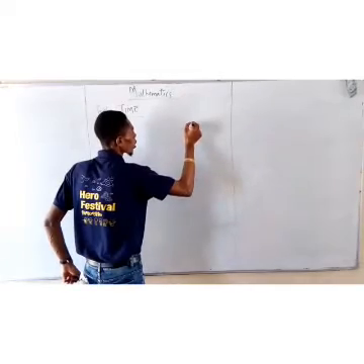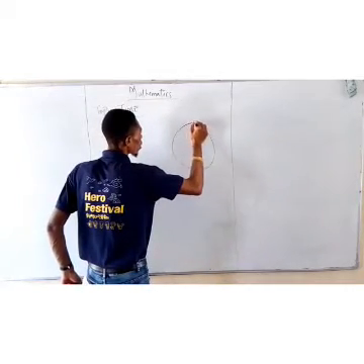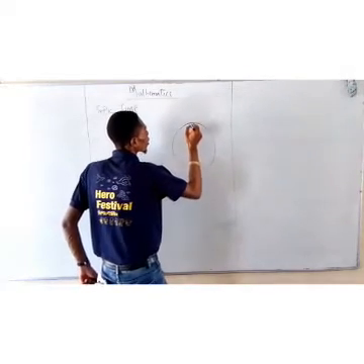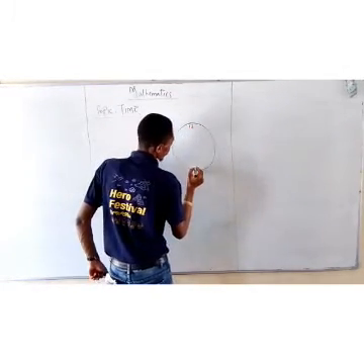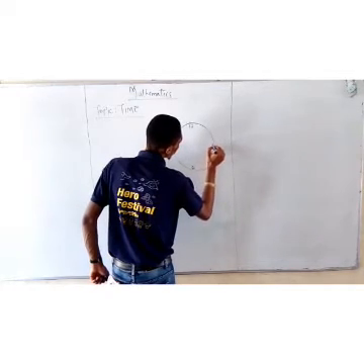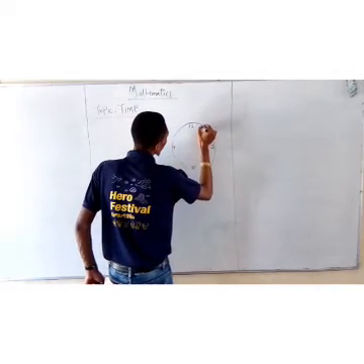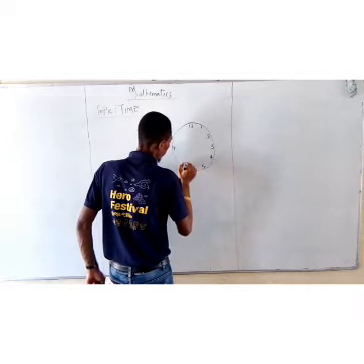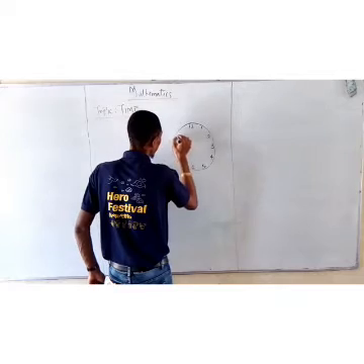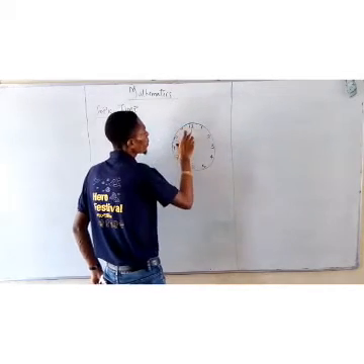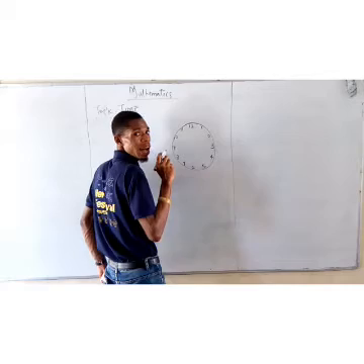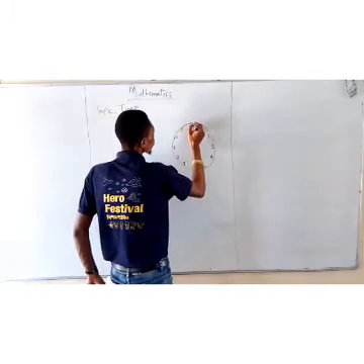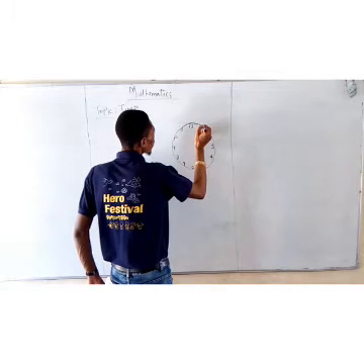If this is my clock, and here is 12, here is 6, 3, 9, 1, 2, 4, 5, 7, 8, 10, 11. Now, in between 12 and 1, I said there are how many lines? 5 lines. So this is 12.